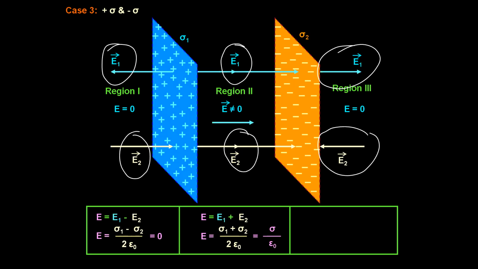So in region 1, electric field will be 0. In region 2, it will be sigma by epsilon 0. The reason is here we have sigma by 2 epsilon 0 plus sigma by 2 epsilon 0. Half plus half will be 1, right? So sigma by epsilon 0. In the third region, again, we are having two equal but opposite vectors. Therefore, its net electric field is going to be 0. Hope this topic is very, very clear to all of you.